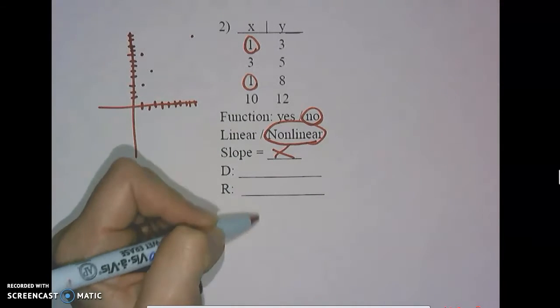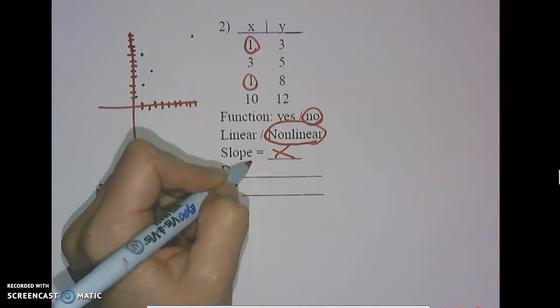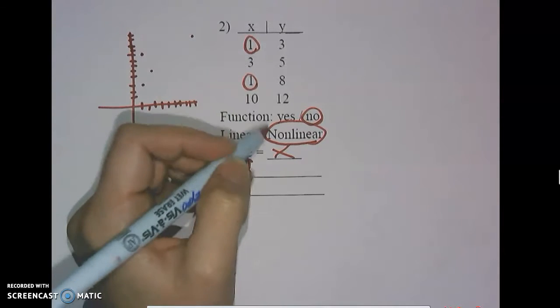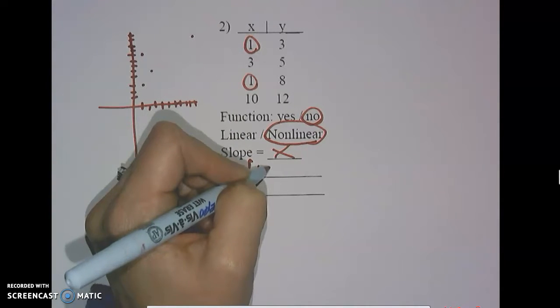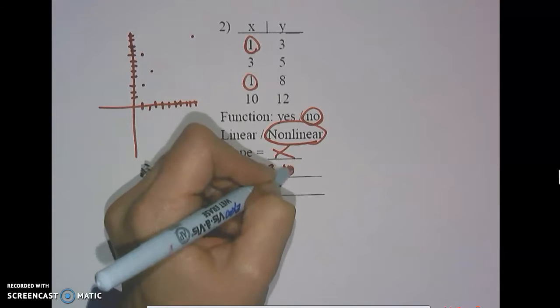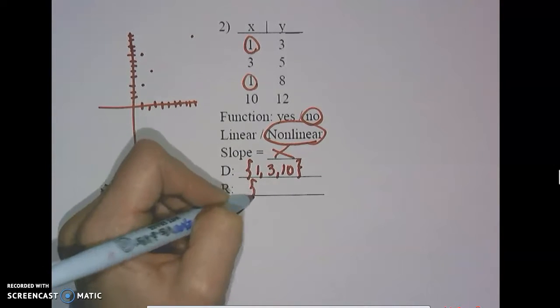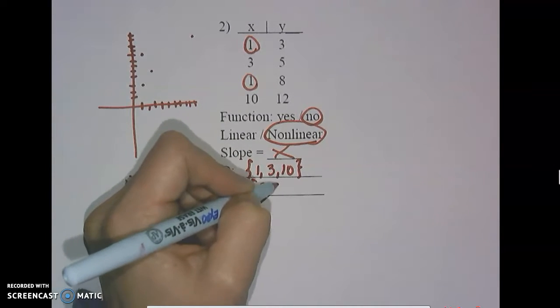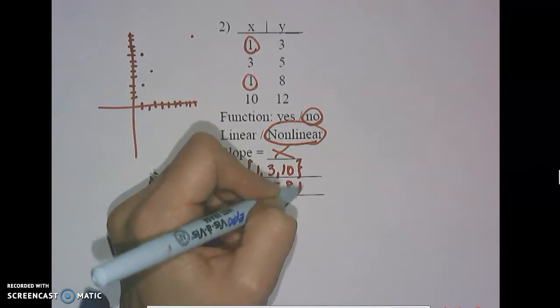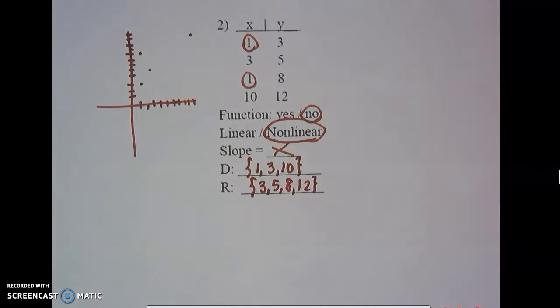So we can just X that part, and then our domain is the X values from least to greatest, not repeating, in fancy brackets. So we have 1, 3, 10, and then our range is Y values, again, least to greatest, fancy brackets, not repeating any numbers. So 3, 5, 8, and 12 would then be our range.